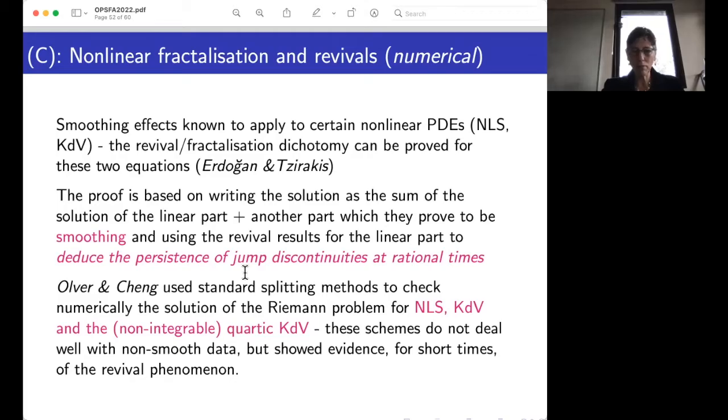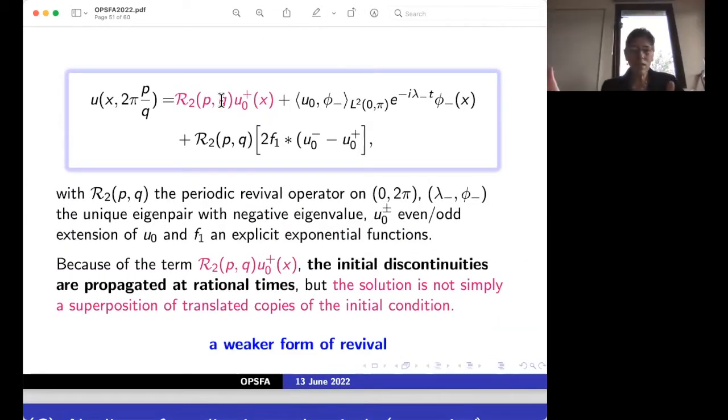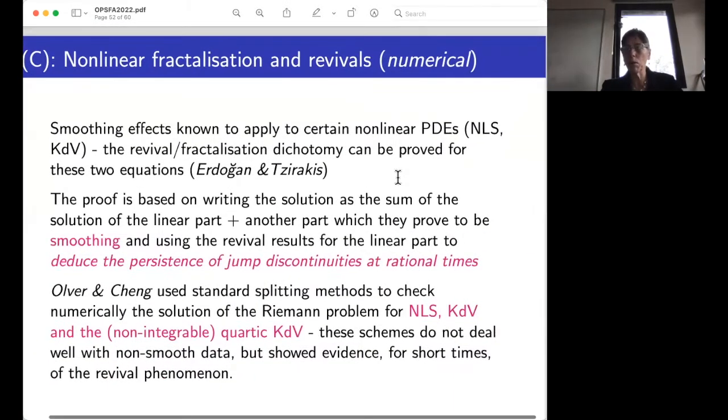The goal is to be able to say something, and it turns out that for NLS and KdV there is a proof already of the fact. It's a proof that was given first by Erdogan and Tzirakis for both equations, based on splitting the solution into the part that corresponds to the linear part of the equation plus the rest, and proving that the rest is continuous. And so it's a sort of situation like this. The solution is one part revival, just like for the linear problem, plus something continuous. So it's in fact a sort of weak revival for the periodic problem for NLS and KdV.